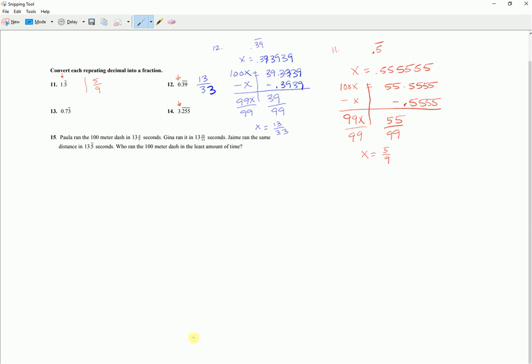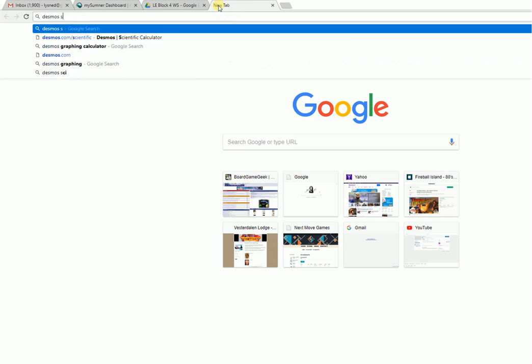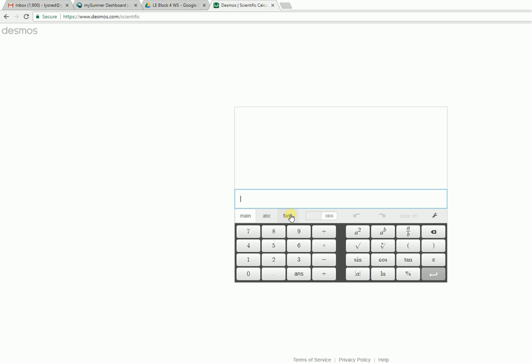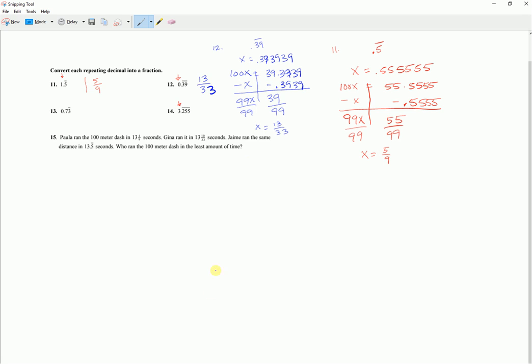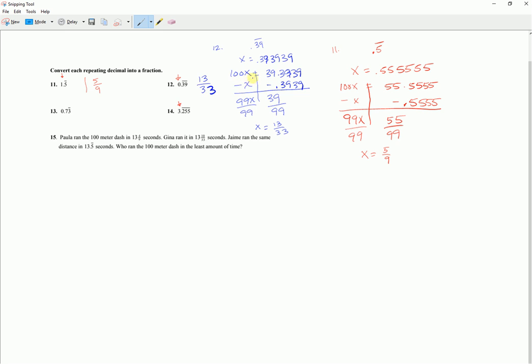Let's check this. Let's go ahead and open up a Google Desmos Scientific calculator. It's right there. And what was our numbers that we had? We had 13 divided by 33. So 13 divided by 33 is 39, 39, 39, repeating forever and ever. And let me just make sure I did that right. 13 divided by 33 is, yep, that's the right thing. Okay, so we got it.